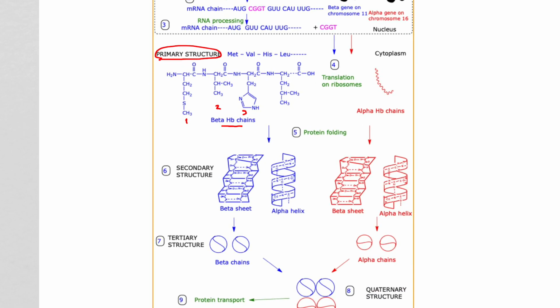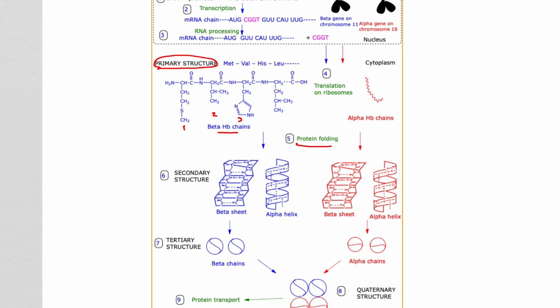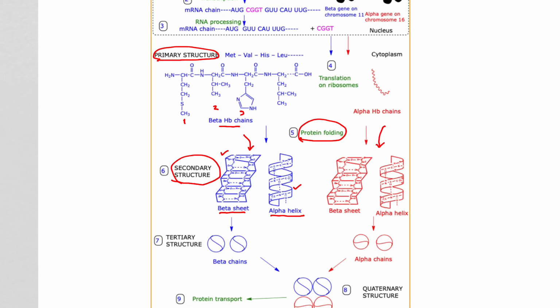So if the protein is long enough, then while it's being synthesized, it starts folding. That's called protein folding. So it may first form some simple structures such as beta sheets and alpha helices. This looks like a spring. This looks more like an accordion. These are called secondary structures. So the beta chain will make some secondary structures. The alpha chains will fold into some secondary structures.